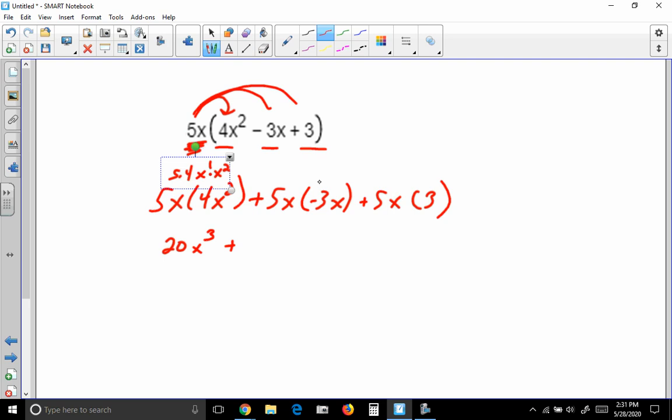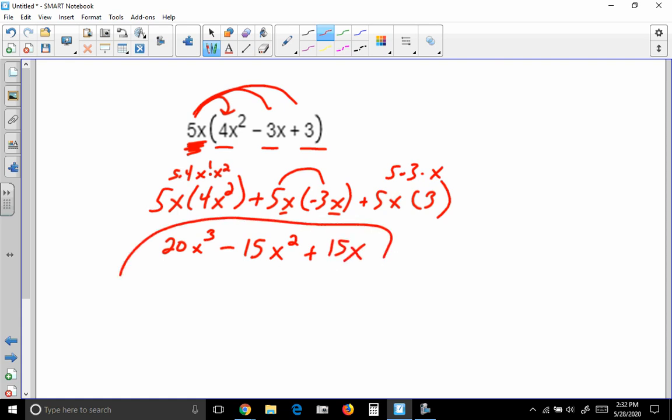Here we have a positive times a negative, which is negative. 5 times 3 is 15. x times x is x to the second. And here a positive times a positive is positive. 5 times 3 times x will make that 15x. No like terms, so that's our final answer.